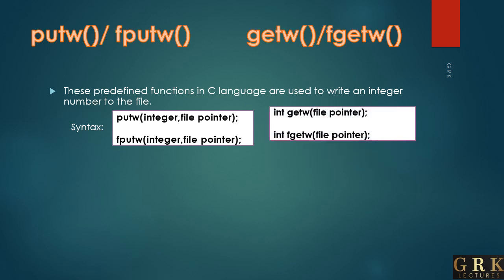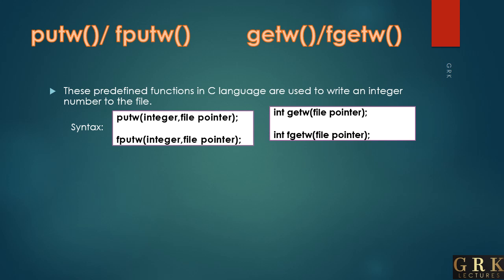Now coming to getw. The getw function is used to read an integer value from the file. It takes only one parameter, that is a file pointer. The file pointer is pointing to a particular file from which we are reading integer values. While reading, getw returns one integer value, so that should be stored in one integer variable. That's why the getw return type is int. Coming to fgetw, this is almost similar to the getw function.